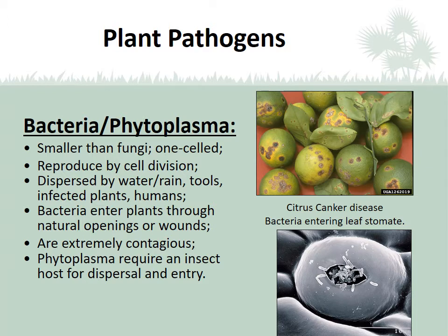Bacteria, as we know, enter plants through natural openings or wounds. Again, this is why it's so important that we manage our plants very carefully and do not add any mechanical injuries or cause any harm to them, because these are points of entry for bacteria as well, and can cause some very big issues for us in the future. These are extremely contagious, and oftentimes they can also require an insect as a host for dispersal and entry. As we talked about before, the Asian citrus psyllid passes on citrus greening and is a primary vector for the disease.